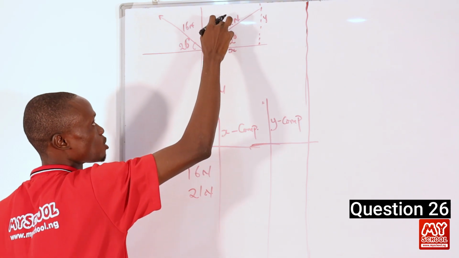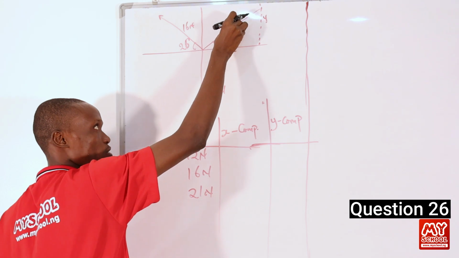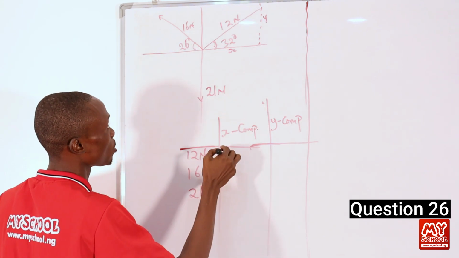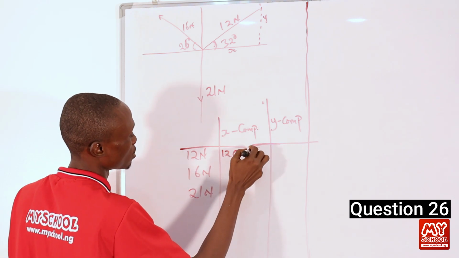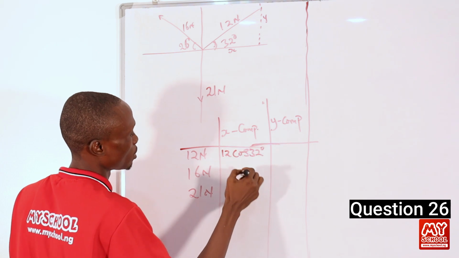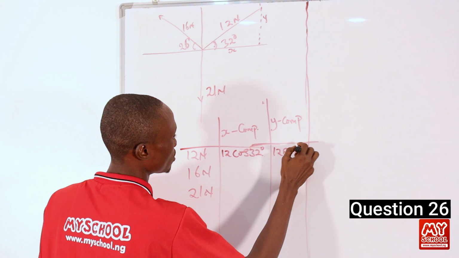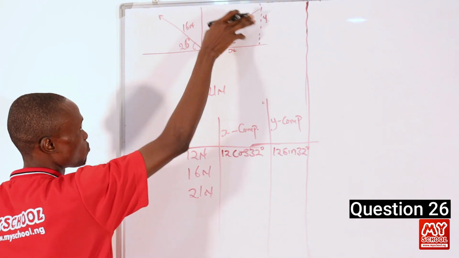So we are going to resolve this force into x and y components, but we know that this is in the first quadrant, so it's very easy. Here you just go 12 cos 32 degrees, while here you go 12 sine 32 degrees. So they are all positive. Sine and cos here are positive.